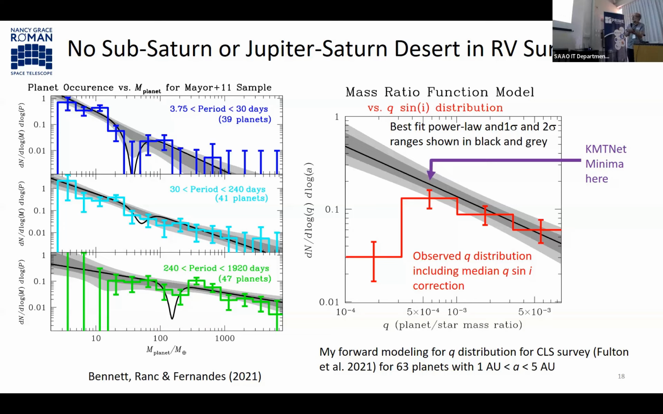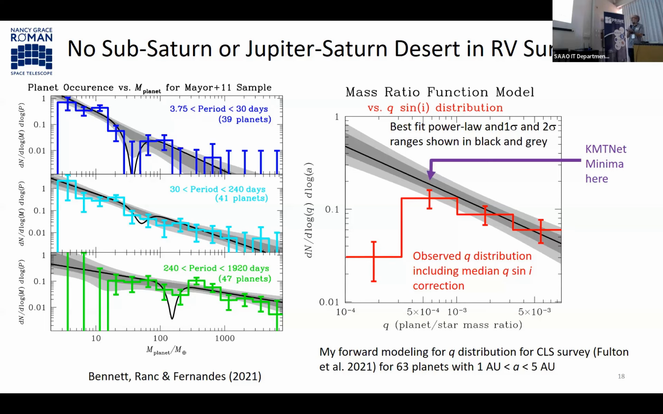So here is my analysis of this earlier Mayor et al. sample, trying to look for any kind of dip in the distribution. These grayscale curves are basically the variation in MCMC models, and the model has a Gaussian desert. The best fit model finds a little desert here, but it's not significant.